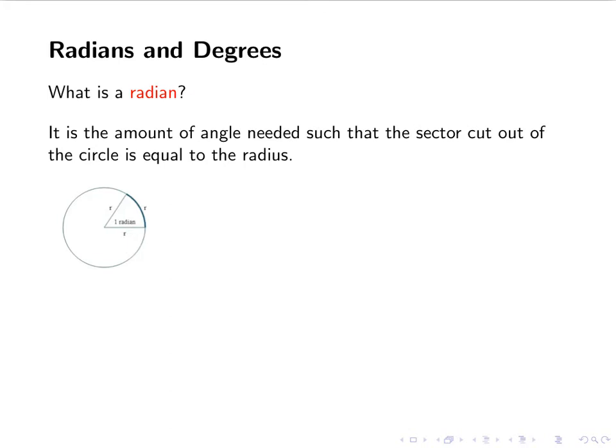A radian is the amount of angle needed so that the sector cut out of the circle is equal to the radius. So we have our picture here, the radius is r, and if the arc length of the sector is also r, then that angle is 1 radian, which is why radian sounds a lot like radius.